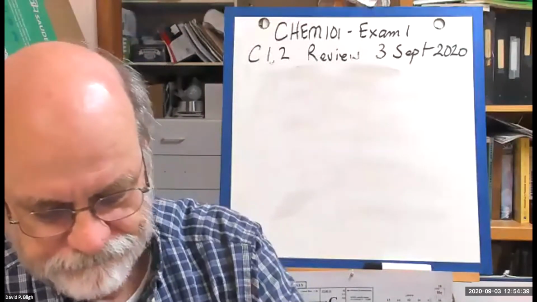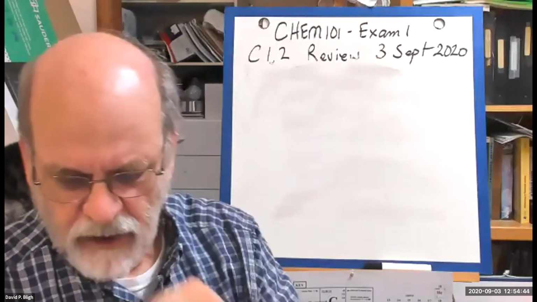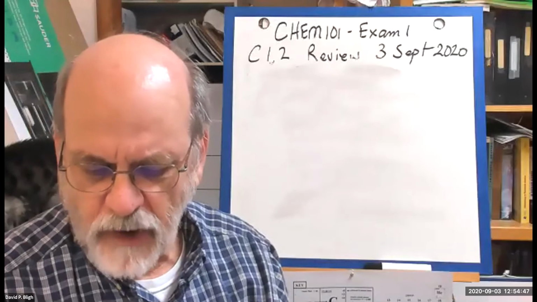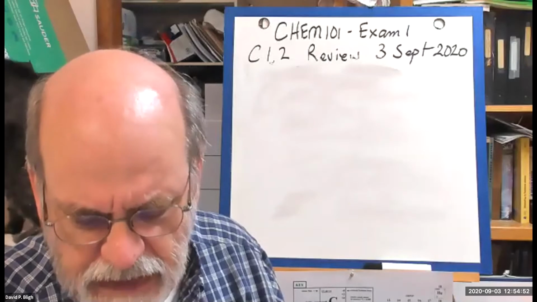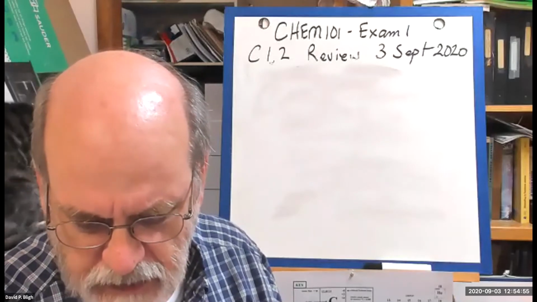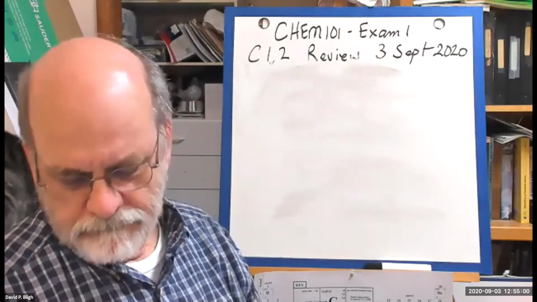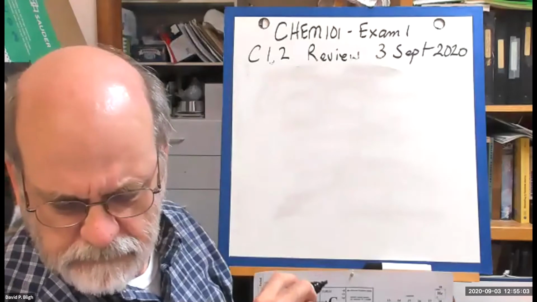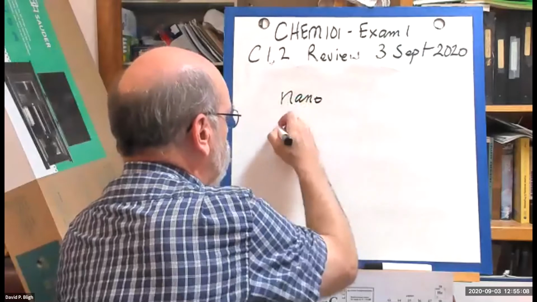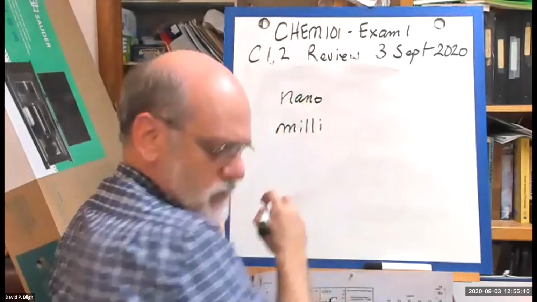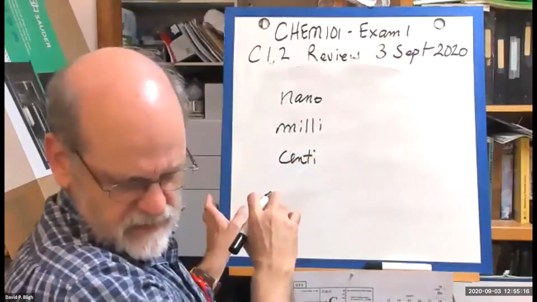Okay. How about number 5? Order the 4 metric prefixes from smallest to largest. All right, let's see if we have all the same in each of the answers. Nano, milli, centi, and kilo. Yeah, they're all the same. So let's take the first one. So nano, milli, centi, and kilo.